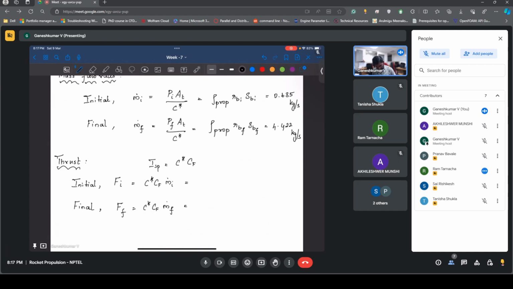CF is 1.1, so it's nothing but 1400 into 1.1 into 0.635. And 1400 into 1.1 into 4.422. So I'm getting something like 978 newtons, and this one I'm getting like 6810 newtons around that.